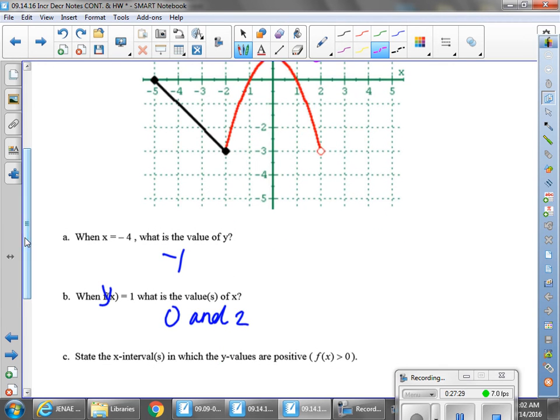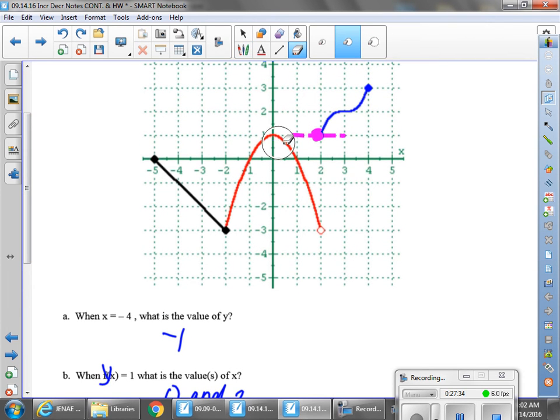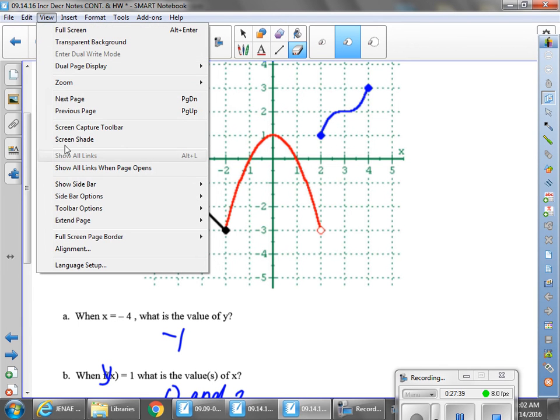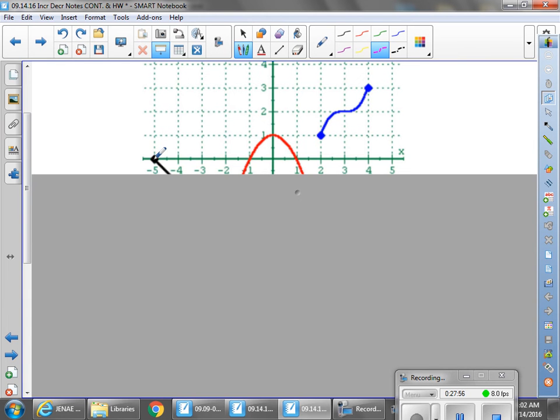State the x intervals in which the y values are positive. Do you want to take a second to update that? So that's where mentally you're going to put a shade. We do need to account for that little value over here. Where is that on the x-axis? I don't want to have to move the shade to put the answer, so I'm just going to put it up here. So positive y occurs where?